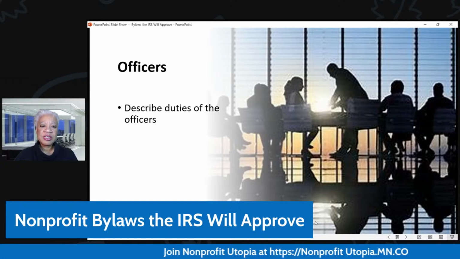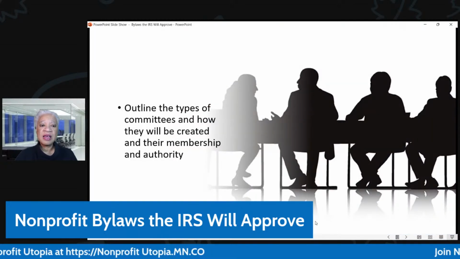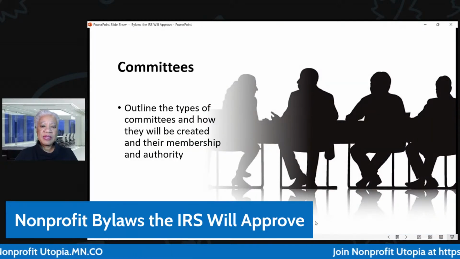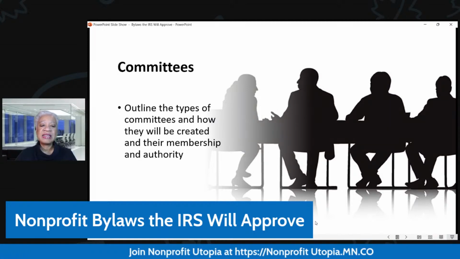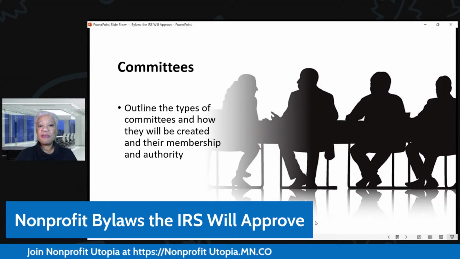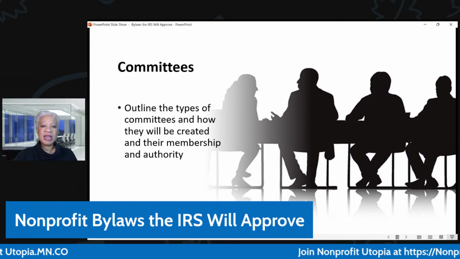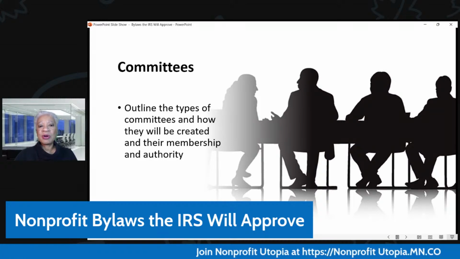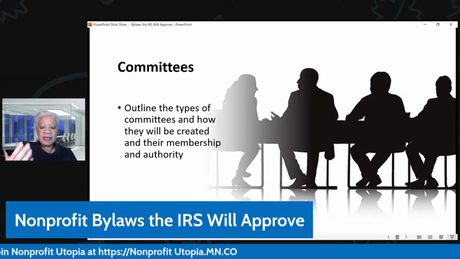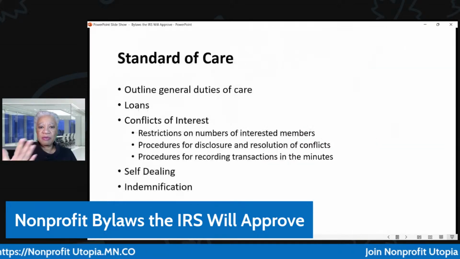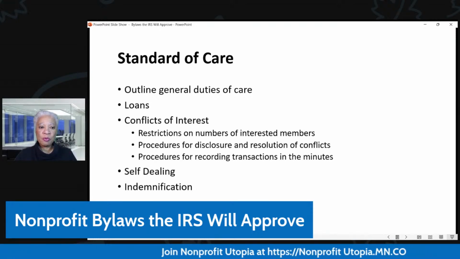Your next article should include officers. So you want to describe the duties of the officers. And then you might want to have an article about committees where you're outlining the types of committees, how they'll be created, what their membership will be comprised of, and the authority they have, whether they have authority to encumber the whole organization, like, for example, your executive committee, or if they primarily make recommendations for the full board to approve.